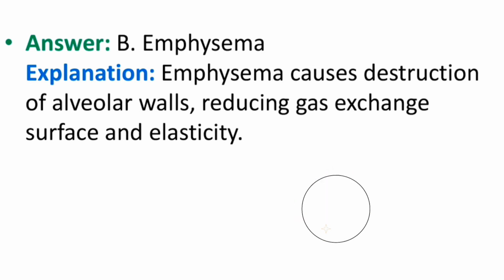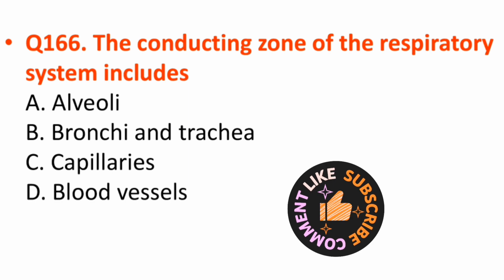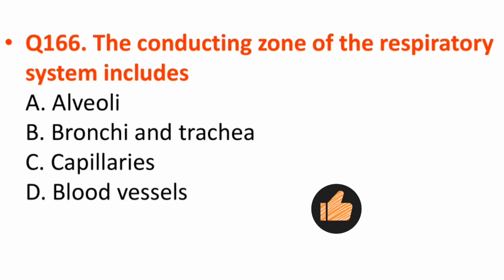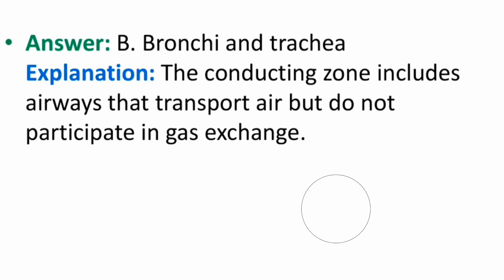The next question. The conducting zone of the respiratory system includes option A alveoli, option B bronchi and trachea, option C capillaries, option D blood vessels. The correct answer is option B, bronchi and trachea. The conducting zone includes airways that transport air but do not participate in gas exchange.